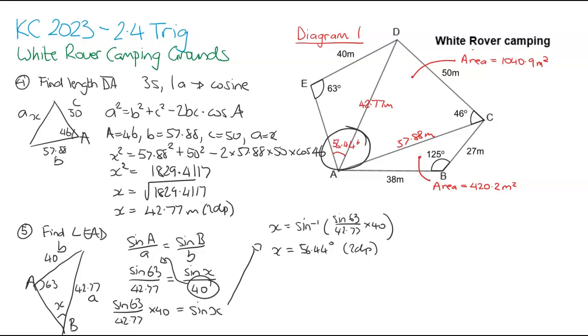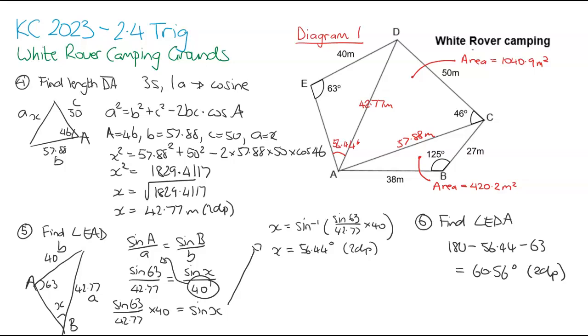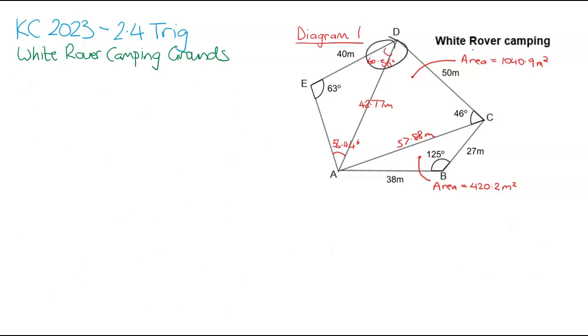Updated my diagram. I've now calculated that angle down the bottom, and I know the three angles in the triangle all have to add to 180, which means, so number 6, I'm looking to find the top angle, which is angle EDA. So find angle EDA, and I know that's going to be 180 minus the angle I just calculated, minus the other angle we already knew. And that gets me to 60.56 degrees. And again, that was impacted by the 2dp rounding, so I've updated my previous measurement.